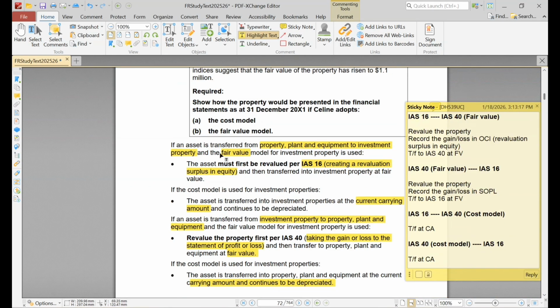Yep. So in short, if I give a quick brief, investment property is the property that is used either for rental or capital appreciation. It can be recorded using cost model or fair value model. The cost model is the same as the IAS 16 cost model. Fair value model is that you have to revalue the property to fair value at the end of every year. The gain or loss is transferred to SOPL and the asset is not depreciated.